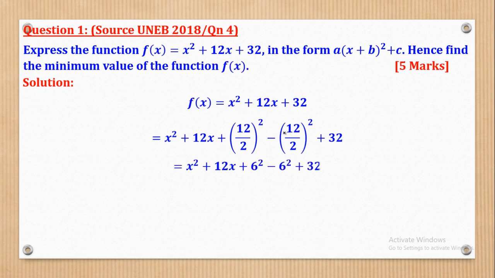The next step was to complete square. So this step, I've only simplified this because 12 over 2 is 6, which is here and here. Now we'll go to the next step of completing squares. Complete squares, the whole of these first three terms will be equal to x plus 6, everything squared. Then you remain with this and this. Then from there, when I use the calculator, negative 36 plus 32 gives you -4.